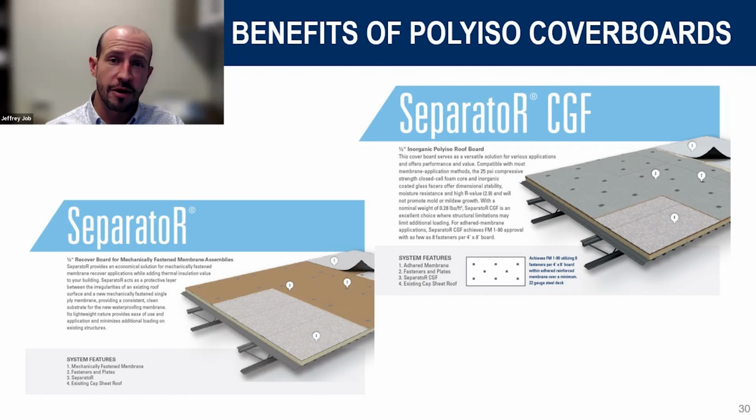Most commonly out there are going to be your HD ISO cover boards, your high density polyiso, and your gypsum. Widely compatible across all different types of membranes for the most part. A couple of benefits to the HD ISO over maybe some of the gypsum boards. One being lightweight. I think we can obviously understand foam is a lot lighter than gypsum.